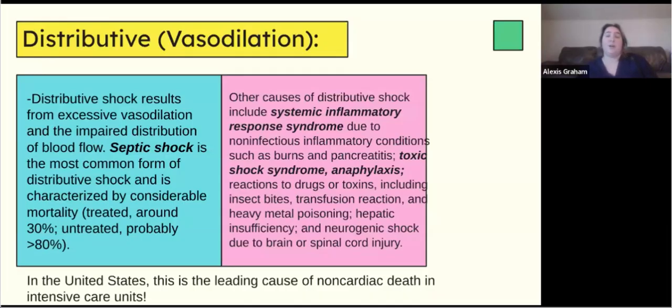Other causes of distributive shock include systemic inflammatory response syndrome due to non-infectious inflammatory conditions such as burns and pancreatitis, toxic shock syndrome, anaphylaxis reactions to drugs or toxins, including insect bites, transfusion reactions, and heavy metal poisoning, hepatic insufficiency, and neurogenic shock due to brain or spinal cord injury. In the United States, this is the leading cause of non-cardiac death in intensive care units.